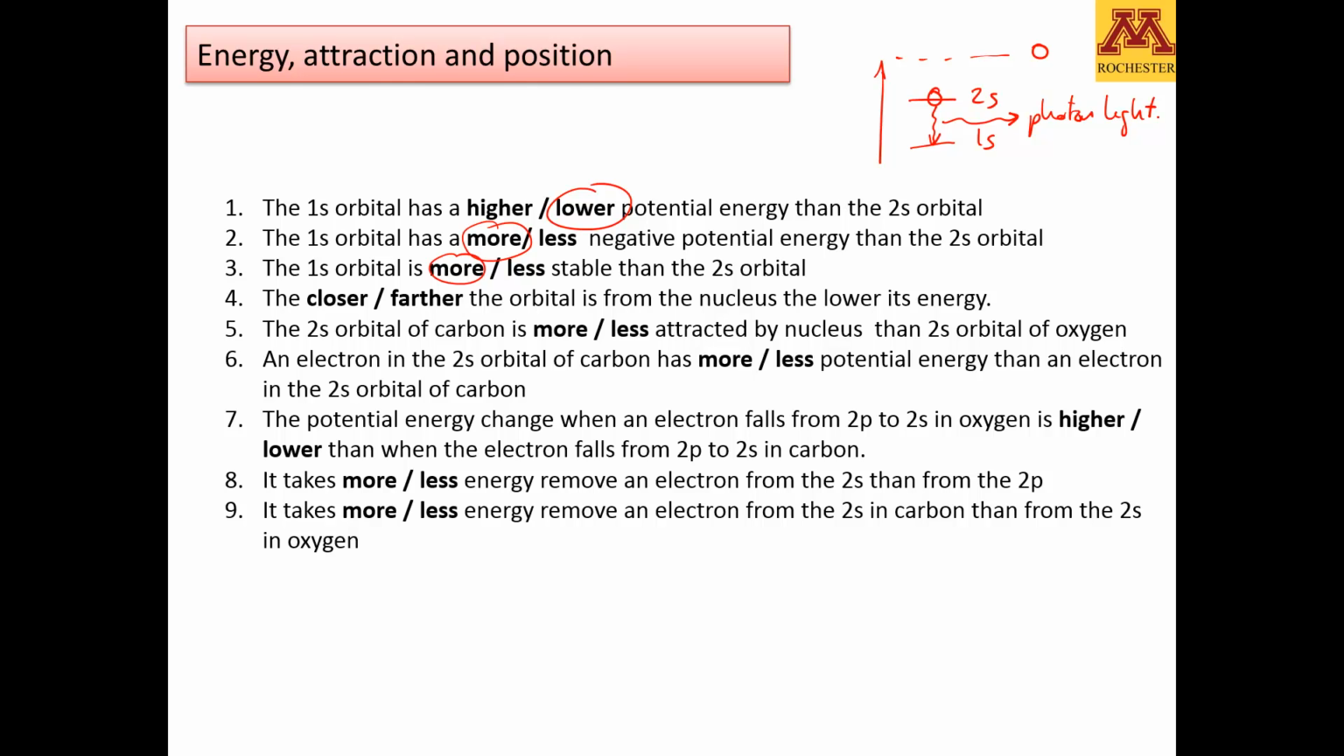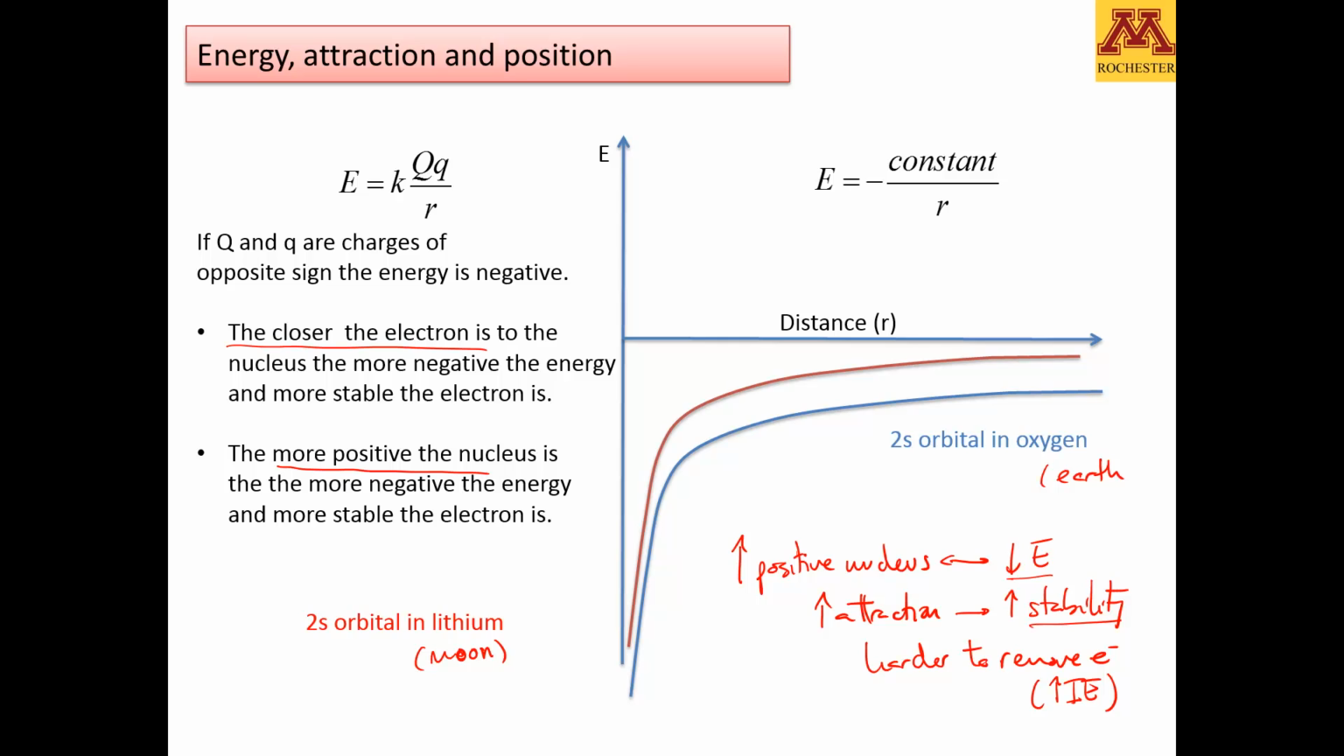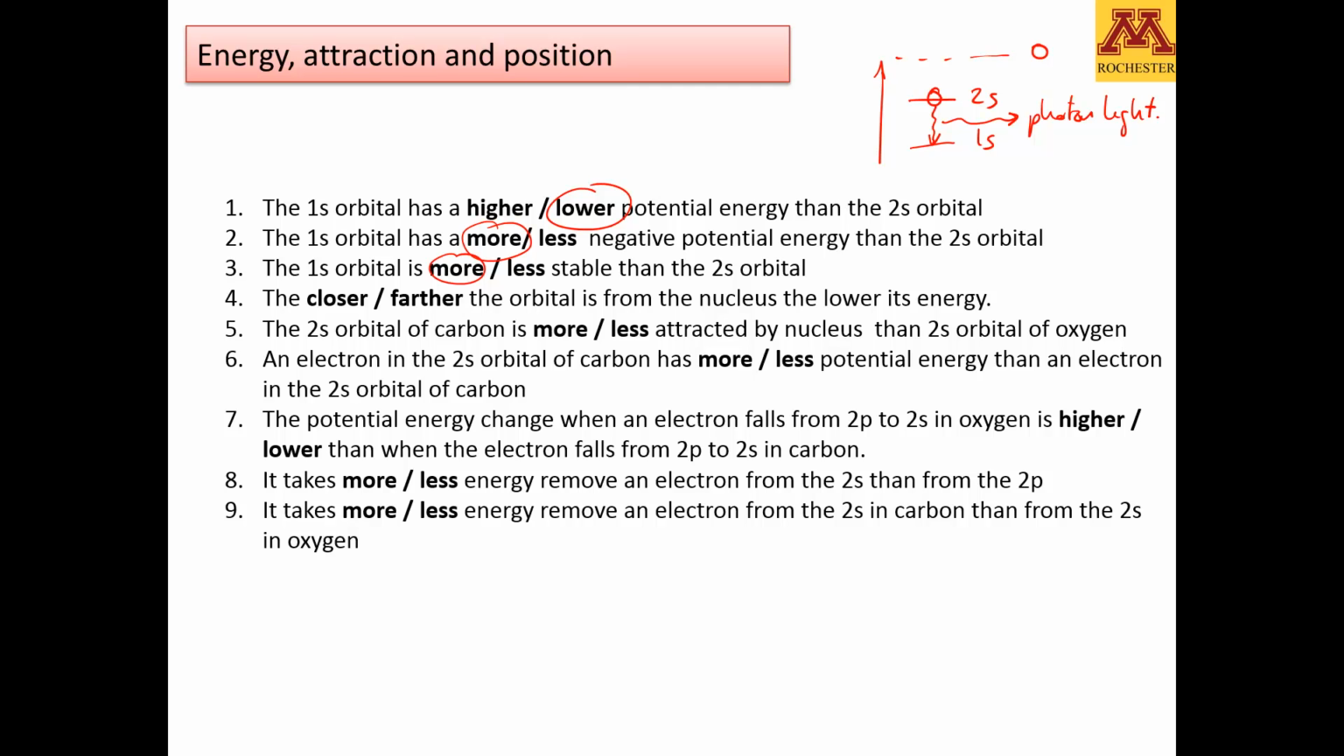The closer the orbital is to the nucleus, the lower its energy. We said that here, that was the more positive nucleus, but the same can be said that the closer to the nucleus, the lower the distance, the lower the energy and the higher the attraction. So these two influences have the same effect on energy, attraction, stability. So the closer the orbital is to the nucleus, the lower its energy. Therefore, it will be harder to remove.